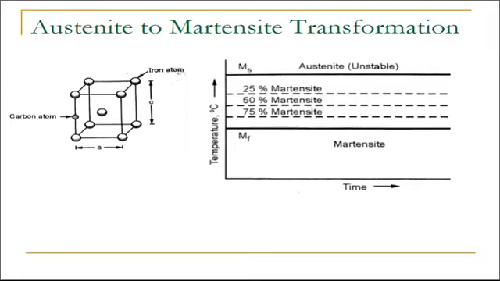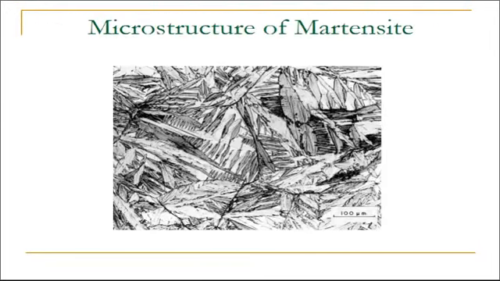Let us see how the microstructure of martensite is seen under the microscope. So next slide. This slide shows us the martensite structure when seen under the microscope. It shows some rod-like structure in its microstructure. So this is generally known as the martensitic structure. Let us move further.